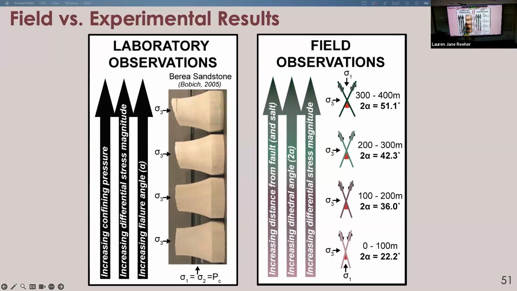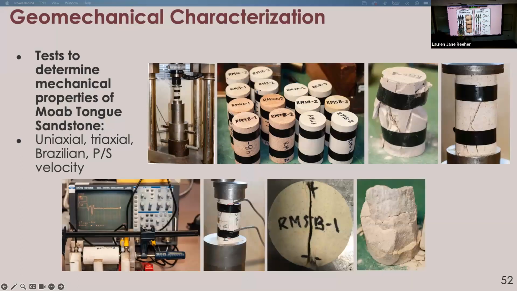So the idea being that the salt is internally deforming and there's a stress equilibrium across the salt sediment interface. And so as you approach that salt sediment interface, your differential stress magnitude is systematically decreasing because there should be a differential stress magnitude of 0 inside the salt itself. So we see a decrease in stress magnitudes approaching the salt, and that's exhibited by the change in dihedral angle across the fault.